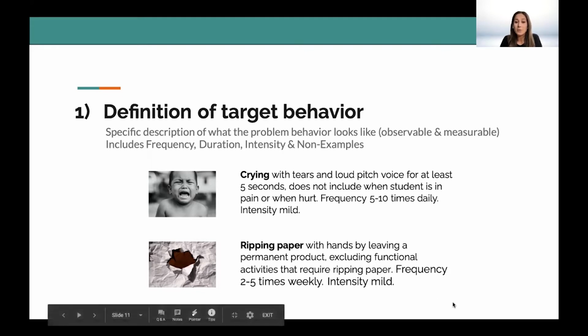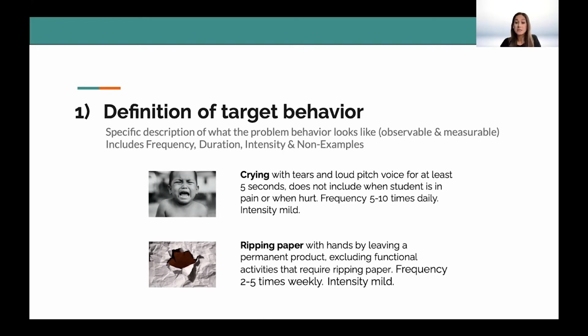For ripping paper, we want to say that the child is ripping paper with hands by leaving a permanent product, and it does exclude any functional activity that requires ripping paper. The frequency is 2 to 5 times weekly at a mild intensity.